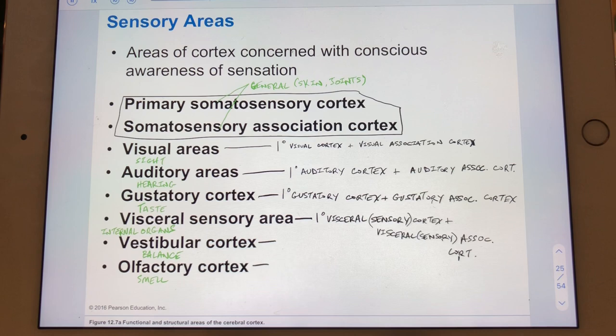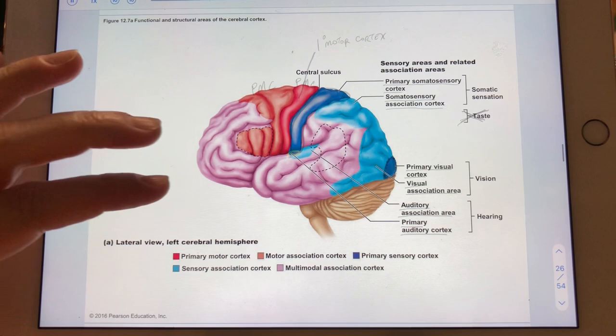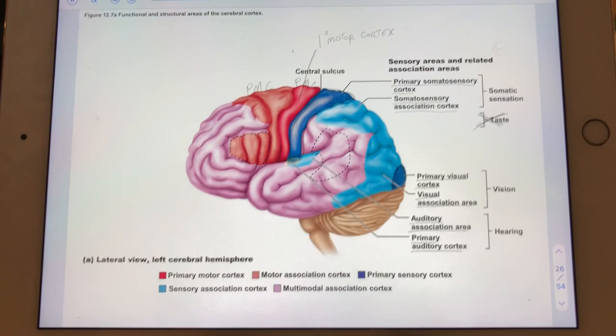So for each of these, we have to know, oh, there's a vision primary, and there's an association chunk, okay? And we have to know where to find them. So we're gonna find some of them now. Next slide. All right, now we're looking at the stuff that's color-coded blue, all right?